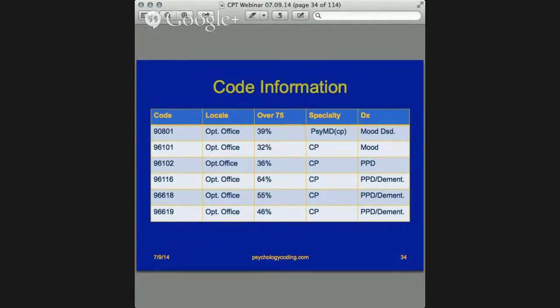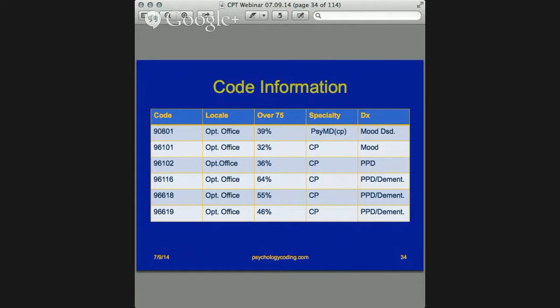You notice that 101 is used very heavily by psychologists as well as MDs. CP stands for clinical psychologists. You notice also as time goes on that 101, 102, 116, and 118 and 119 are almost used exclusively by clinical psychologists. I do encourage you also to take a look at the difference between 101 and 118 in terms of the age.